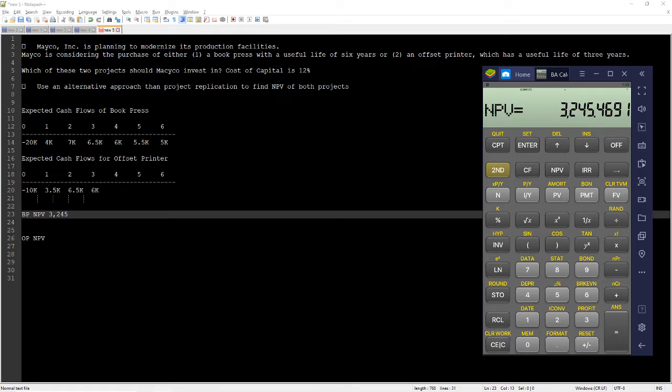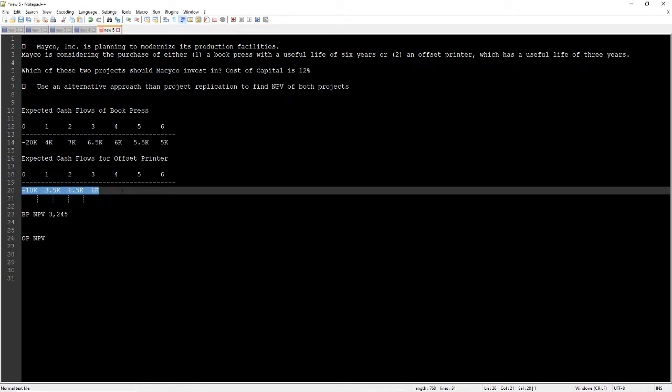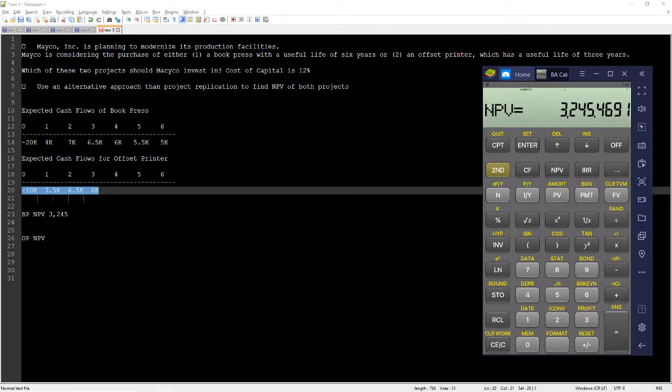Now, for the replication approach that we did in the last video, we had to actually extend this project a second time over. But for this approach, the quicker approach, I would hope, an easier approach, we don't have to do that at all. All we have to do is clear our cash flows, and input the cash flow just how it is right now. So CF0 would be 10,000.